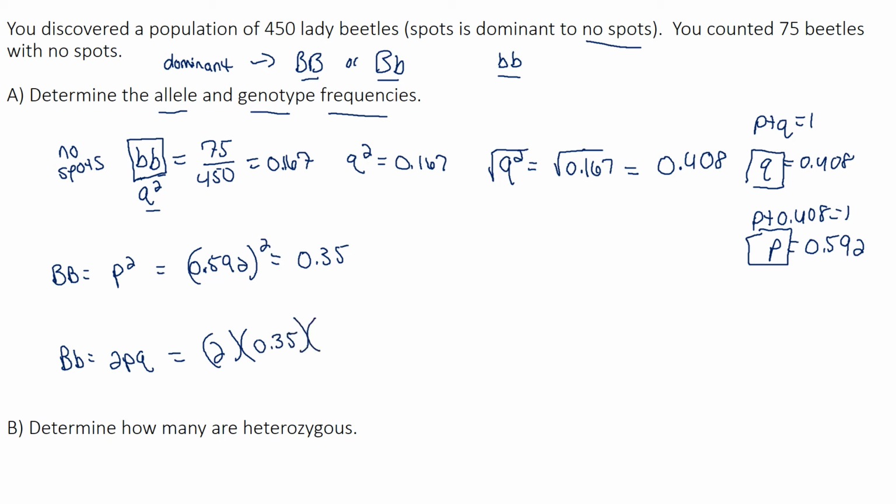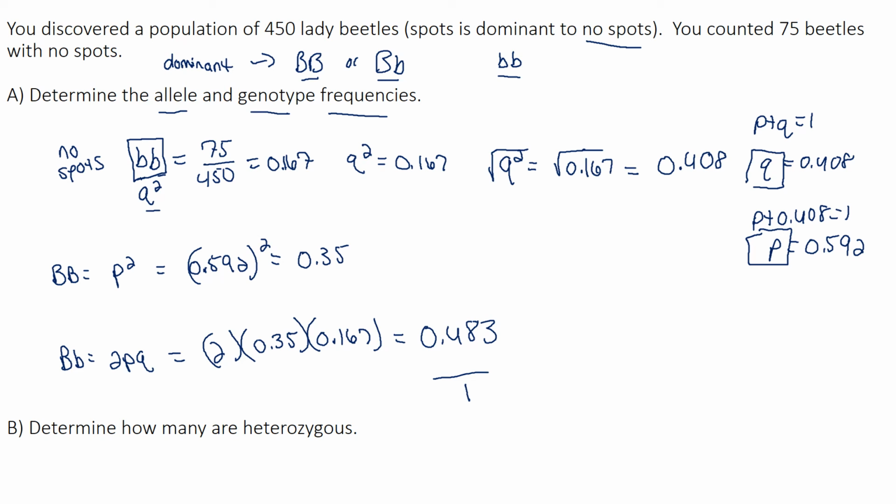Now we want to find the heterozygotes, right? So we have 2 times 0.592 times 0.408, equals 0.483. You can see I'm carrying 3 decimal places, and that might not come out even when you add up to 1 and you're checking your problems in the lab manual. But if you carry up to 3 decimal places, it should work out nicely for you. So we know p plus q equals 1.